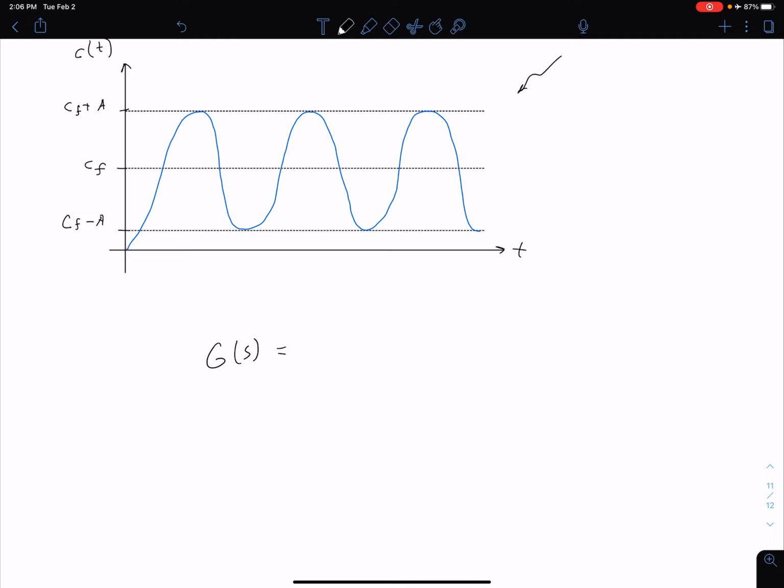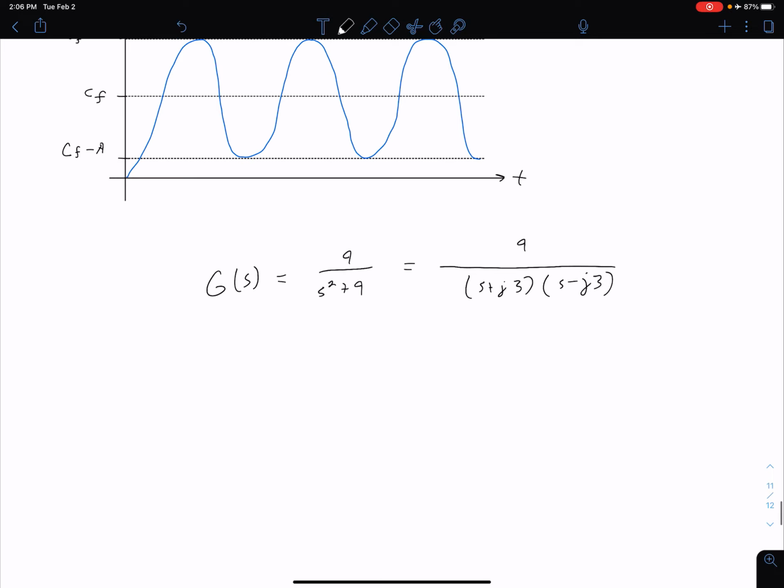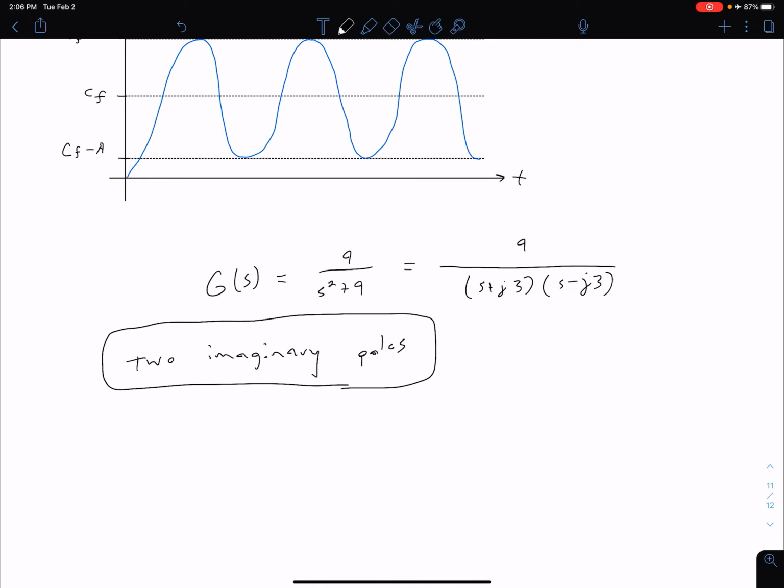So G of s is equal to 9 divided by s squared plus 9. Again, all we've done is keep that same general form we had previously, and we've just changed the parameters. In this case, we've made our a value 0. So like before, we can find our two poles. We have 9 in the numerator, and our poles are now s plus j3 times s minus j3. So we have two purely imaginary poles. So this is what corresponds to an undamped response.